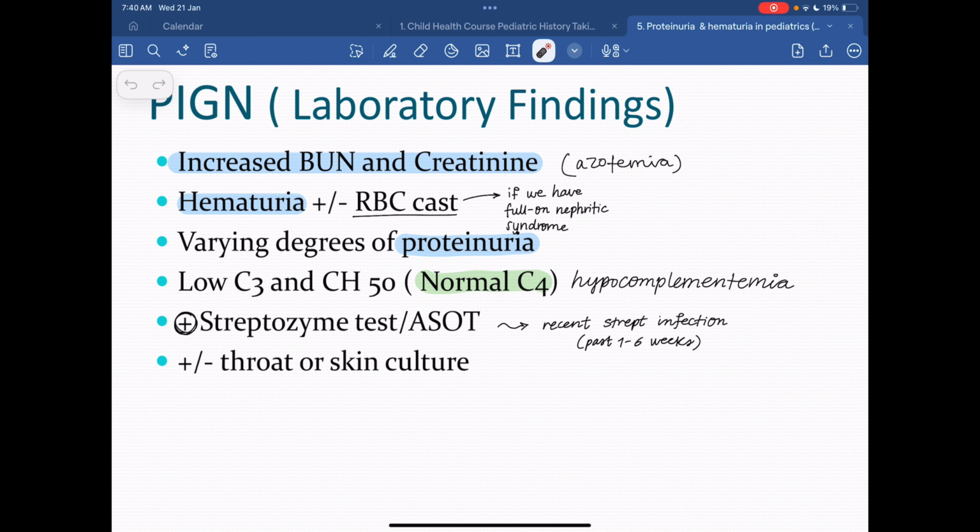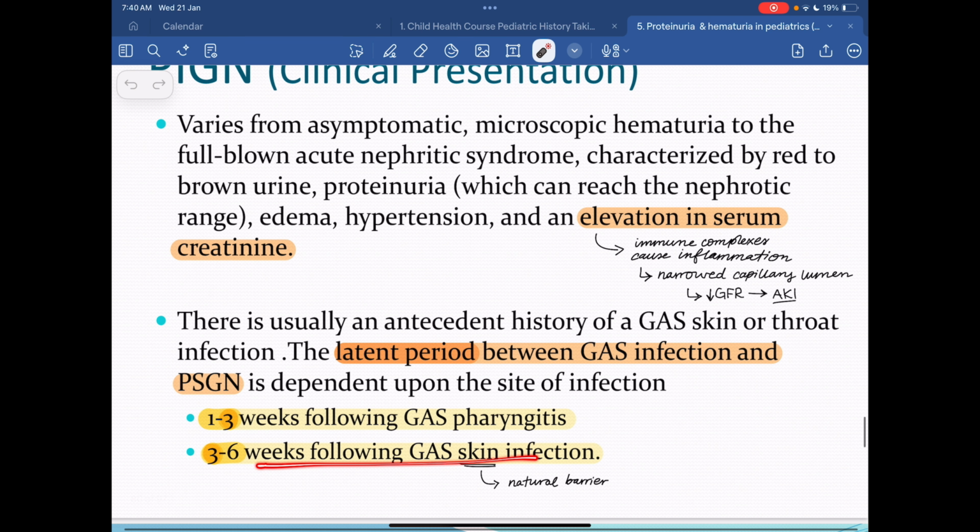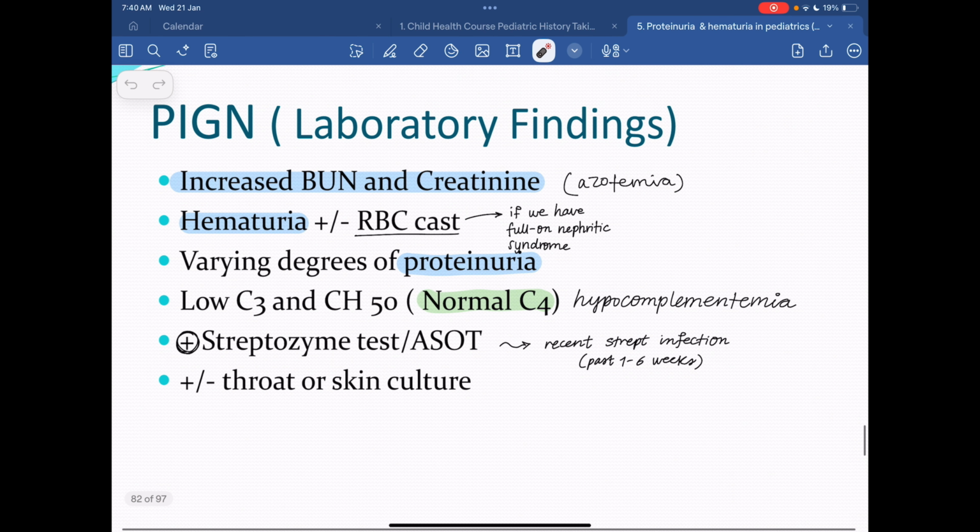طيب هل يحتاج يكون active strep infection؟ No. قلنا إنه هي في latent period. طبعا ما بيكون active بيكون history. وال ASO titer حقنا it tells about a recent strep infection in the past 1 to 6 weeks, which is perfect for our presentation قلنا هنا. So 1 to 6 weeks. ممكن نسوي a throat or skin culture لو ما كان عندنا شيء definitive هنا.